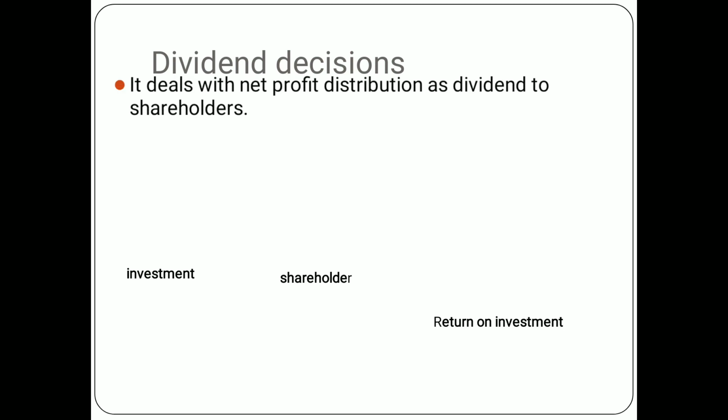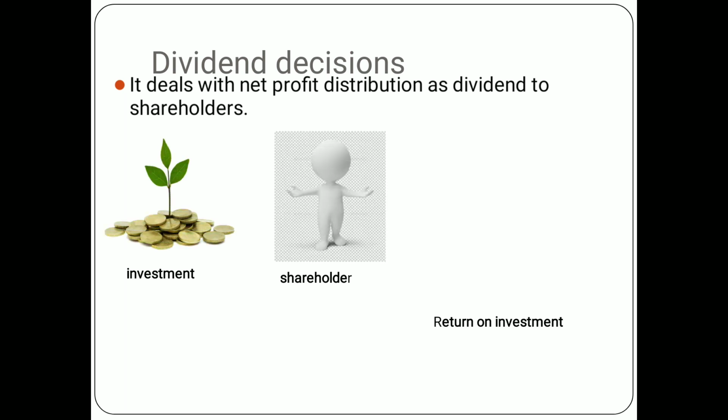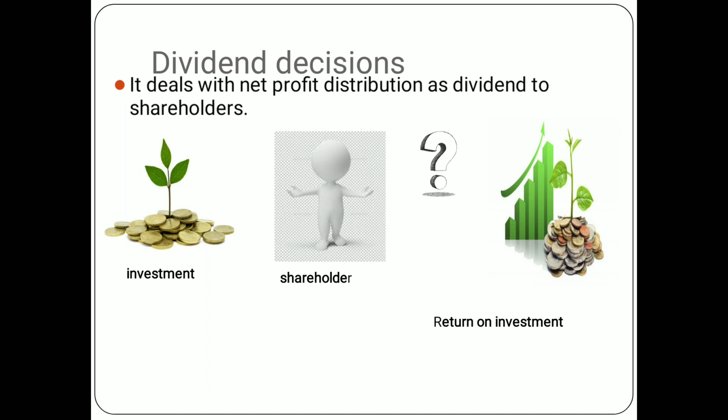Now the dividend decisions. As you can see, there is investment, shareholders, and then we have the next level of return on investment. These dividend decisions deal with the net profit distribution as dividend to the shareholders. So this is a shareholder. He has made an investment of this much and he wants to get the return. So what can be the return? This much is the return.